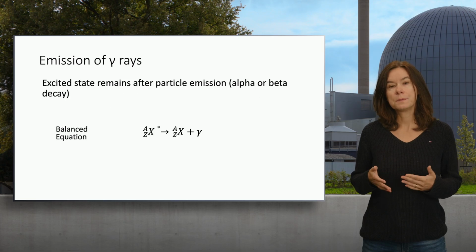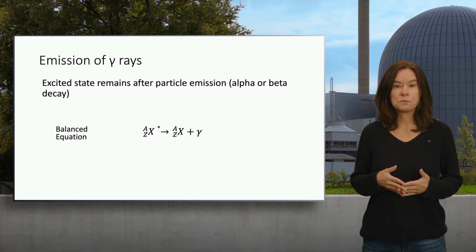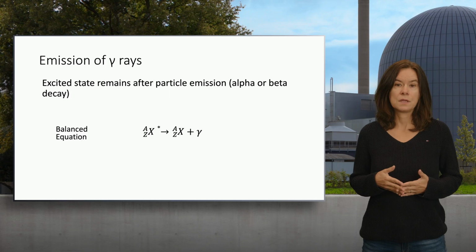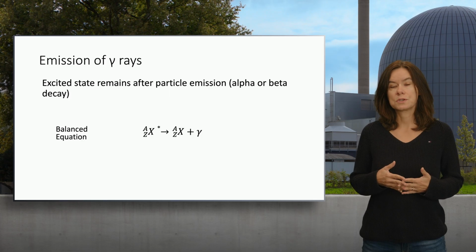After alpha, beta minus or beta plus decay, the nucleus will remain in an energetically excited state. To get rid of its excess energy, it will emit gamma rays. In the general equation on the slide, the excited state is denoted with a star symbol.